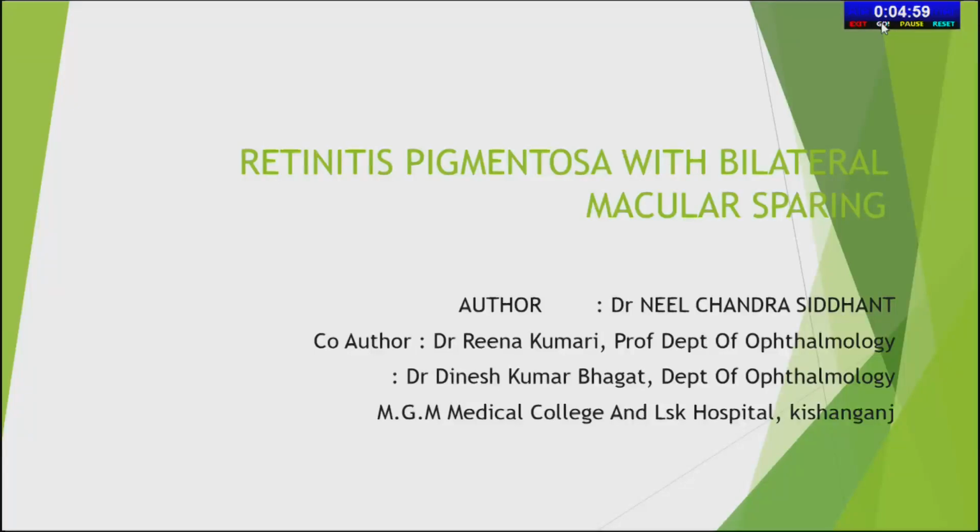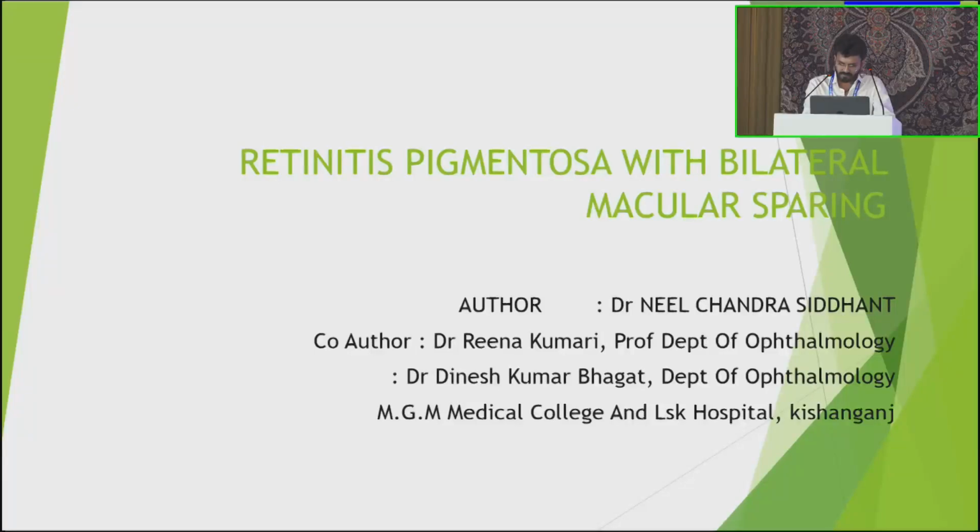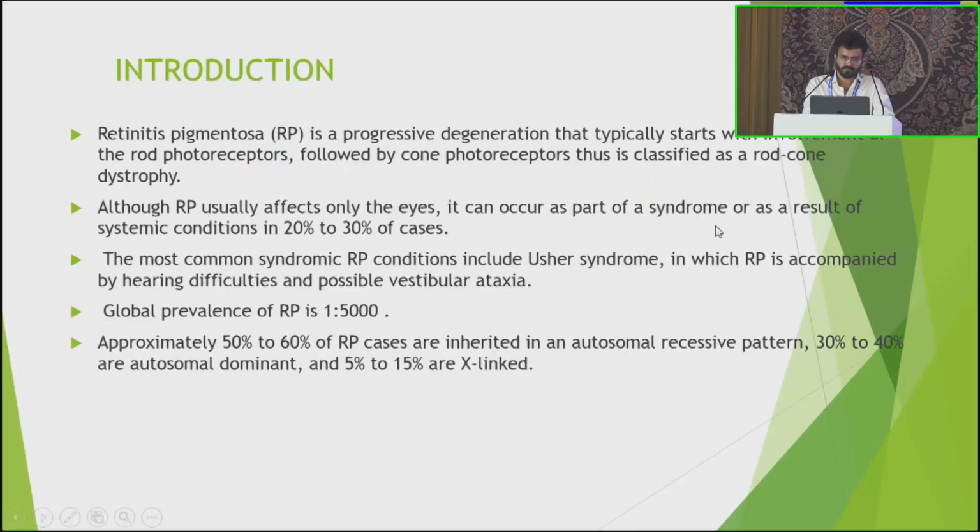Good afternoon. The topic for my two-way presentation is retinitis pigmentosa. Retinitis pigmentosa is a progressive degeneration that typically starts with involvement of rod photoreceptors followed by cone photoreceptors. Thus, it is classified as rod-cone dystrophy. Although retinitis pigmentosa usually affects the eyes, it can also occur as part of a syndrome or a result of systemic conditions in 20 to 30% of cases.